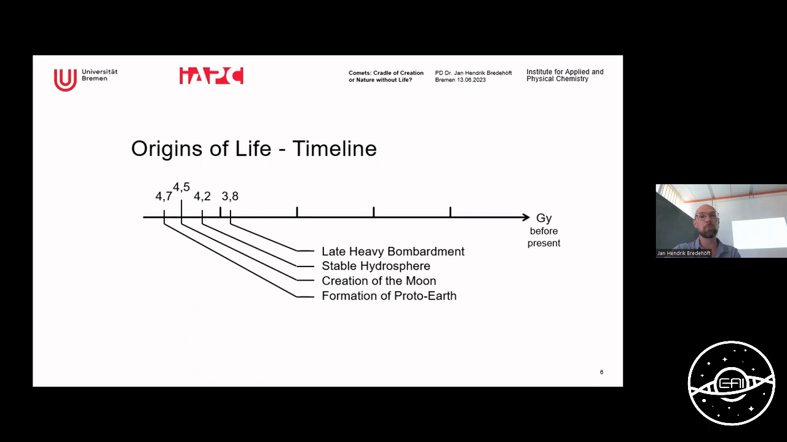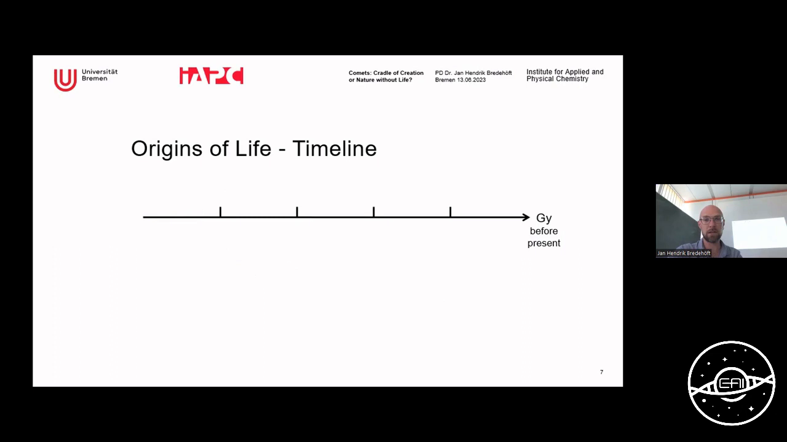So if both of the timelines are combined, we have the formation of something resembling Earth after about 4.2 billion years. Up until 3.8 billion years ago, we had sterilization events. They might not have been global sterilization events, but they very well could have been. And then we have the creation of life and its evolution.